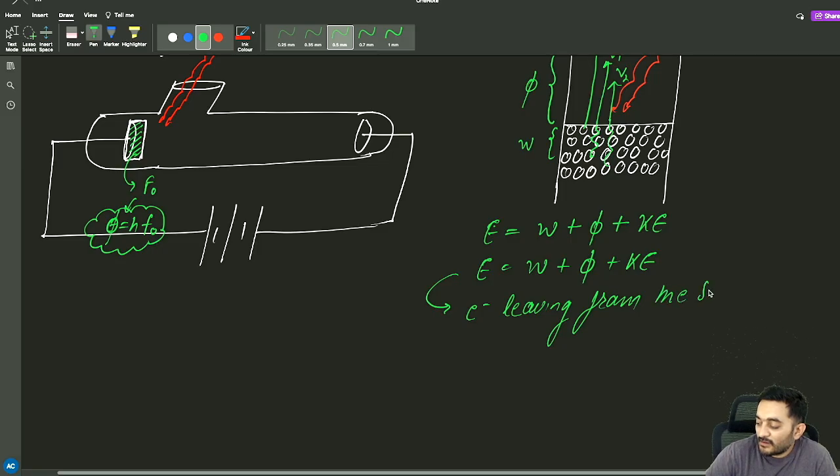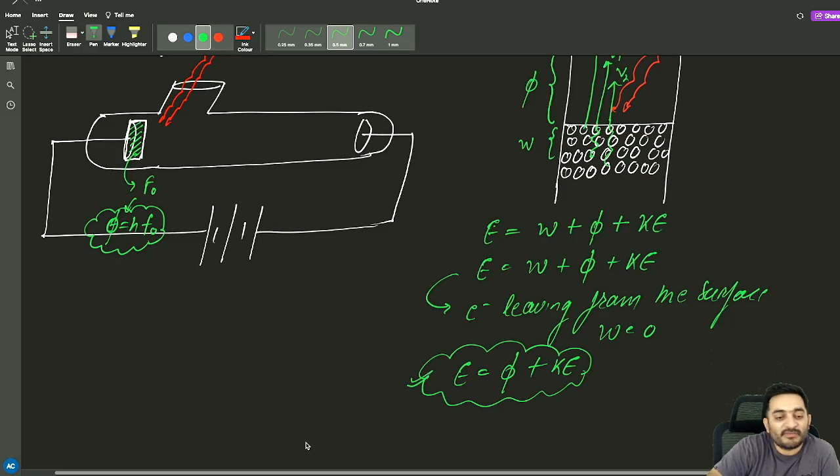W will be 0, right? Absolutely. And that is the reason you can say that for them W is 0. That means this energy formula which I'm writing will be written only in terms of phi and Ke. Okay, so this is my Einstein equation by which I'm going to solve the various questions.